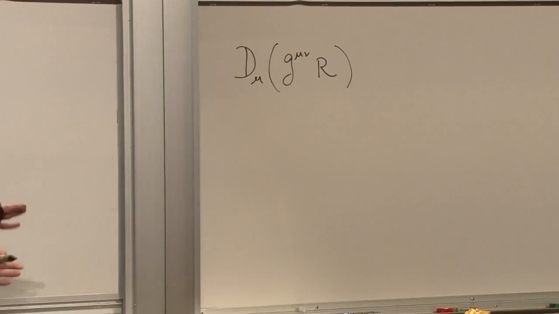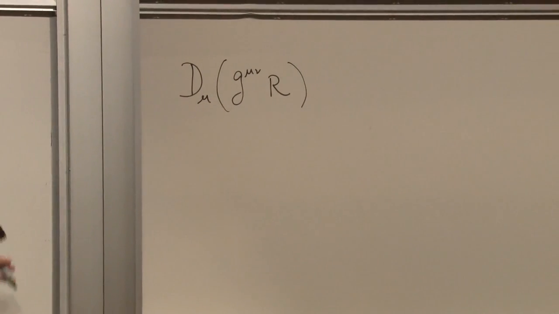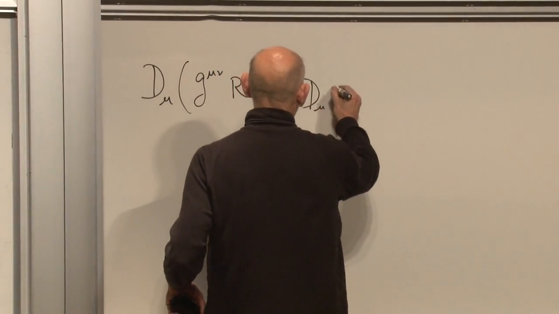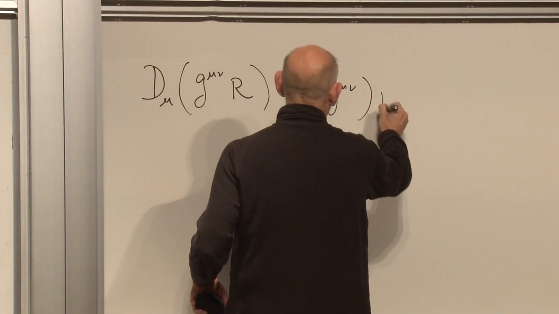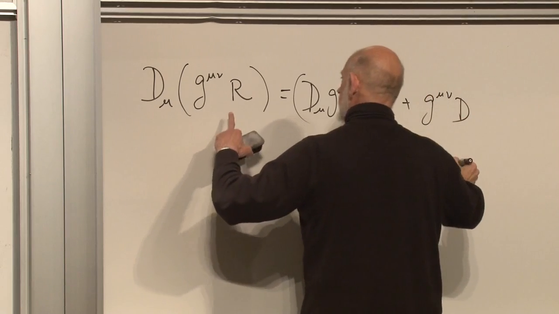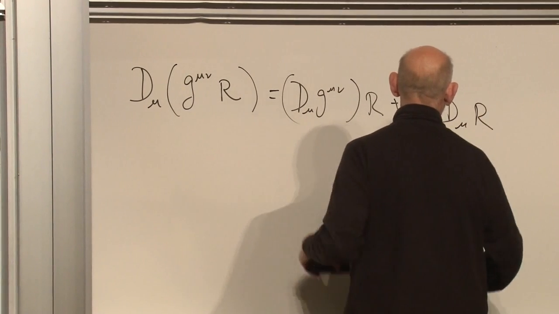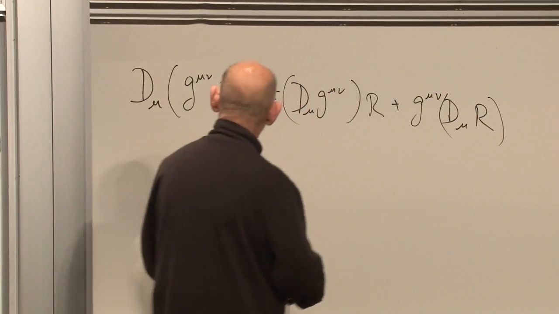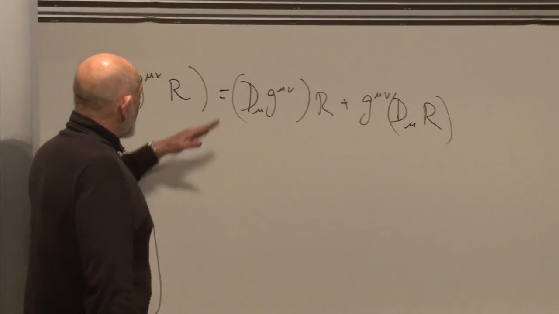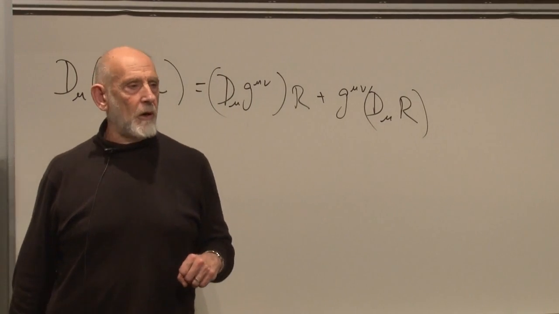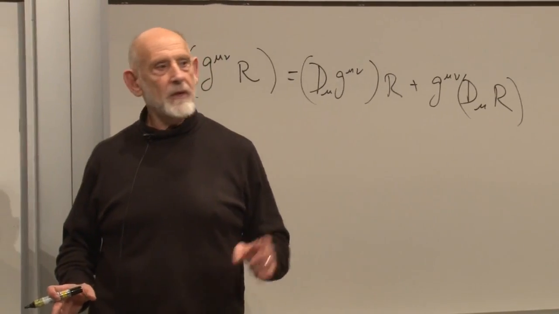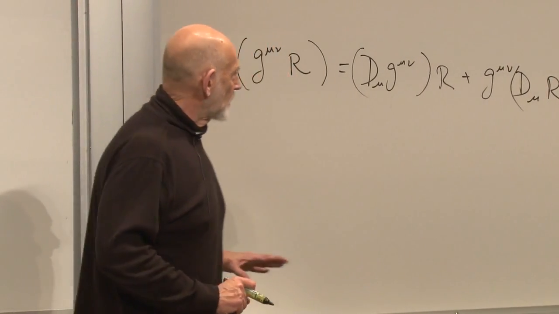Okay, the first fact is covariant derivatives satisfy the usual product law, so this is equal to D mu g mu nu times r plus g mu nu D mu r. That's just the product rule for derivatives. Covariant derivatives are no exception. Now, what about the covariant derivative of the metric tensor? Remember what the covariant derivative of the metric tensor is? Zero. Covariant, that's where we started.